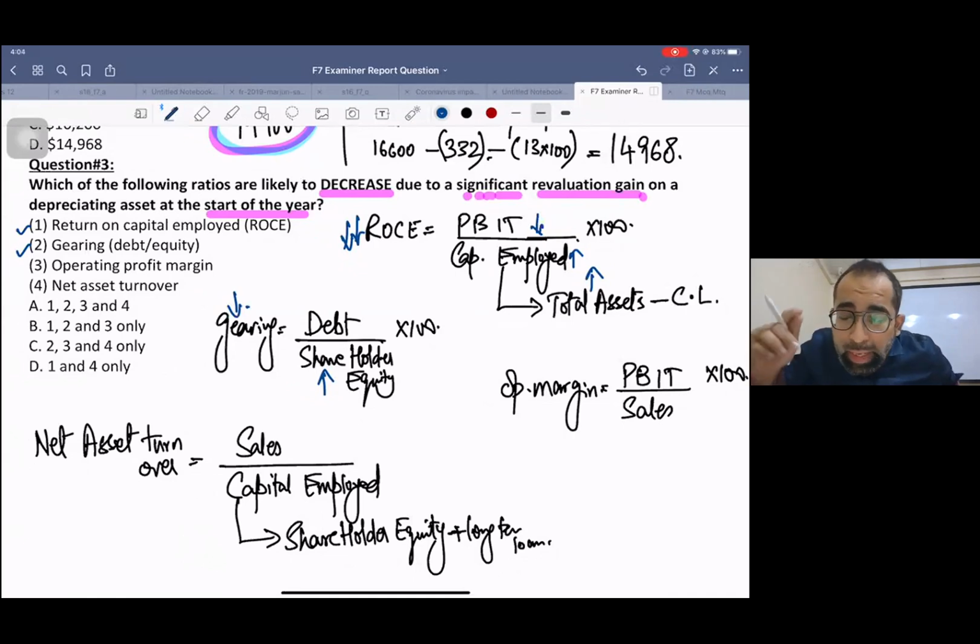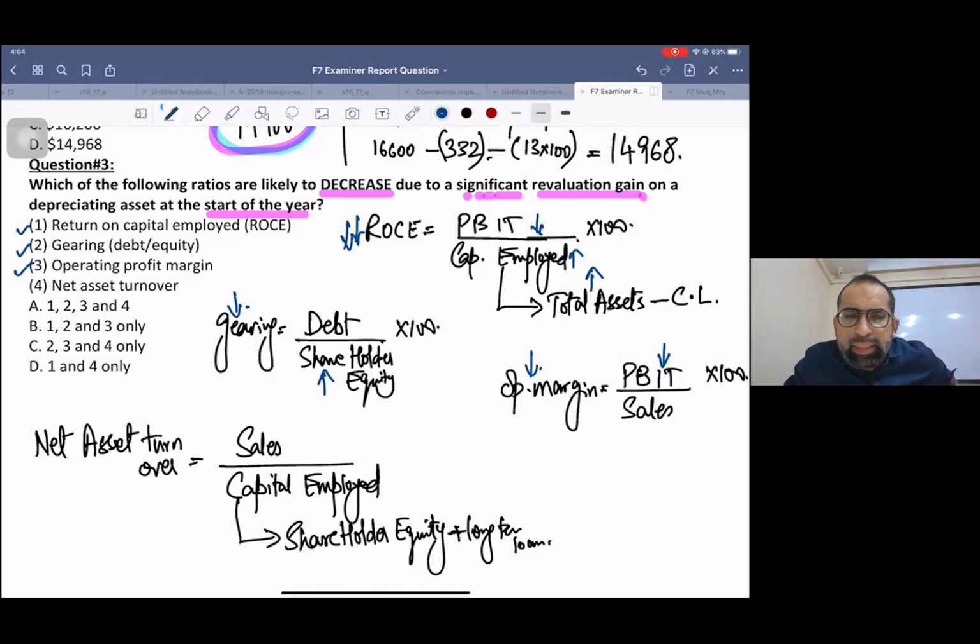But yes, as there is upward revaluation at the beginning of the year, during the year there will be some increase in depreciation expense, and when depreciation expense goes up, your PBIT will go down. As PBIT is in the numerator, definitely your operating margin will also go down. So the third is also correct. Okay. Now, my dear students, point number four.